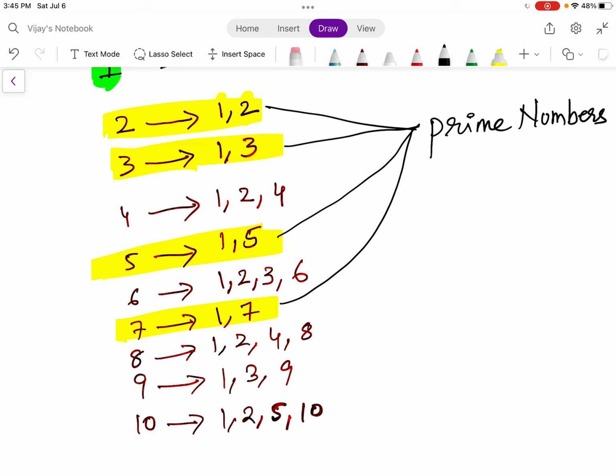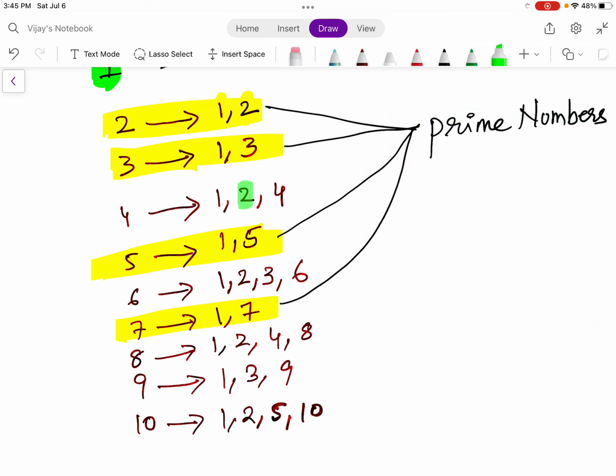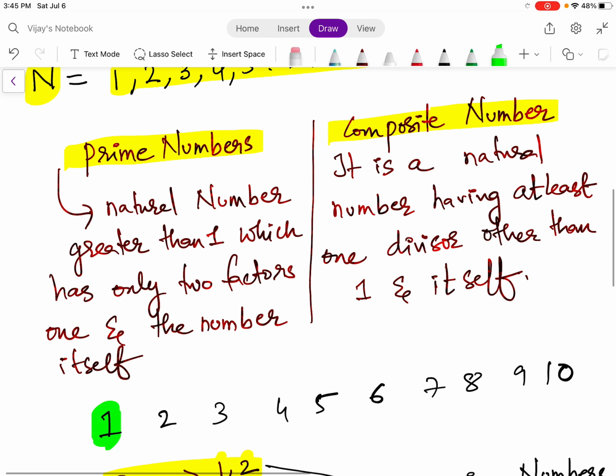Now, what are the numbers other than those prime numbers? They are nothing but the composite numbers. If you take 4, let me show you with a different color, it has a factor other than 1 and the number itself. If you observe 6, it has factors other than 1 and the number itself. If you take 8, the same. If you take 9, the same. That means numbers like 4, 6, 8, 9, 10 have factors other than 1 and the number itself.